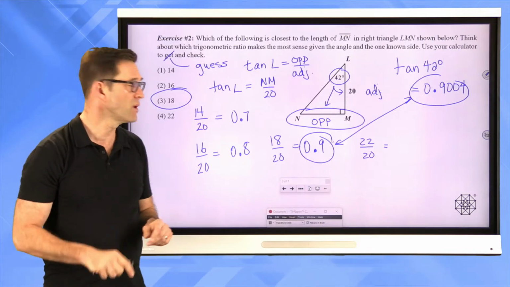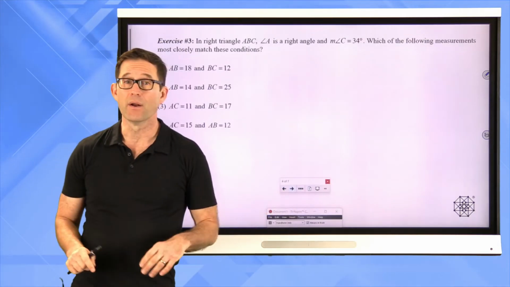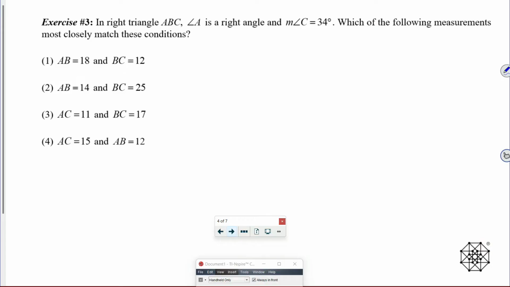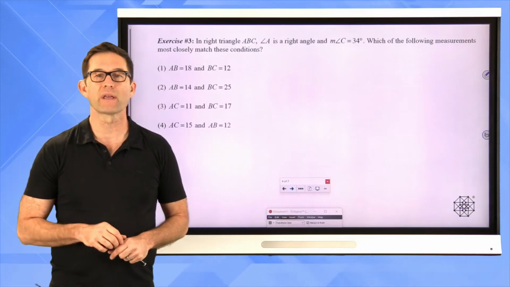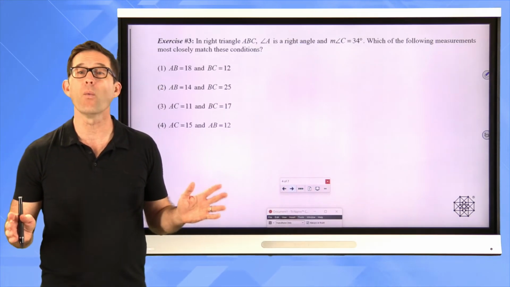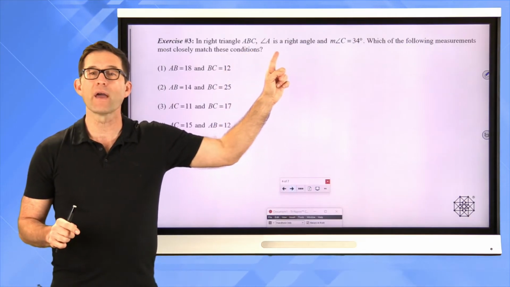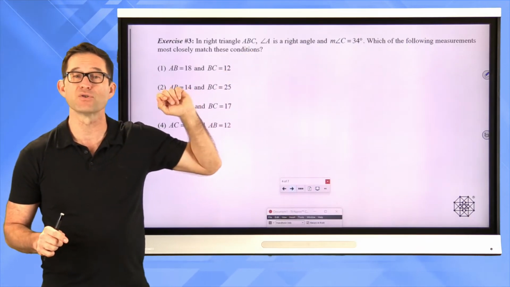All right. Let's do another one that's similar to this, and hopefully has no typos in it. You never know, though. Exercise number 3. In right triangle ABC, angle A is a right angle, and the measure of angle C equals 34 degrees. Which of the following measurements most closely match these conditions? Okay, so this one's a little bit more tricky than the last one. Let's take a look at what we know so far. We've got a right triangle. We know A is the right angle, and we know C measures 34 degrees.